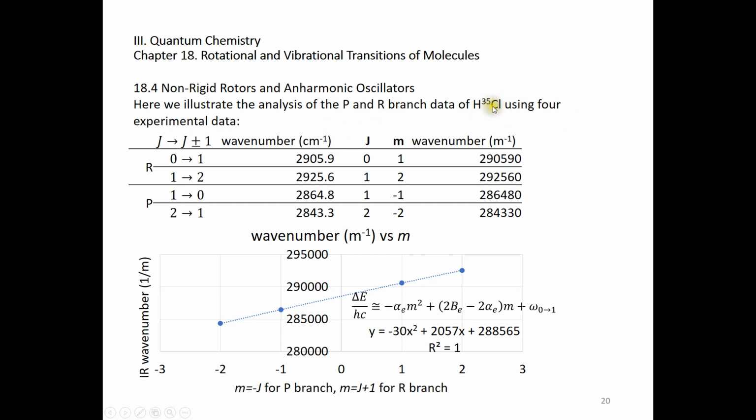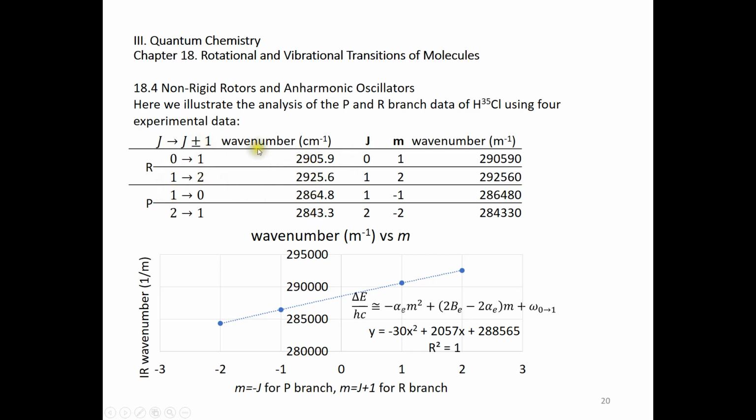The reason I specify 35 is that when you have chlorine 37, you have a different reduced mass, and the wave numbers shift a little bit. Now let's look at this. J has to change by 1, so when J becomes J plus 1, it's the R branch. When J becomes J minus 1, it's the P branch. We collect all those wave numbers.